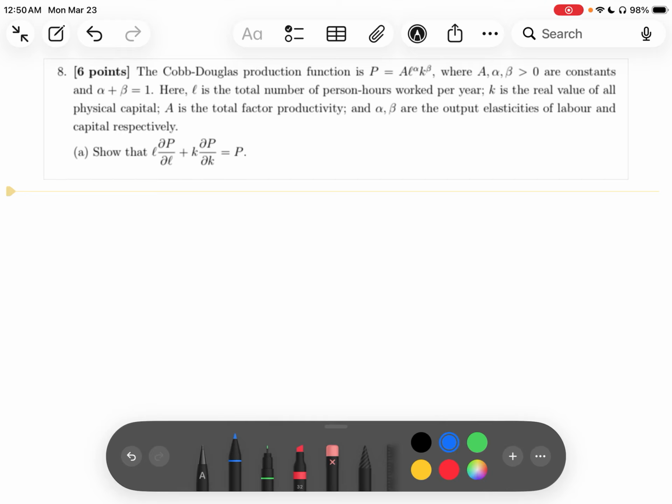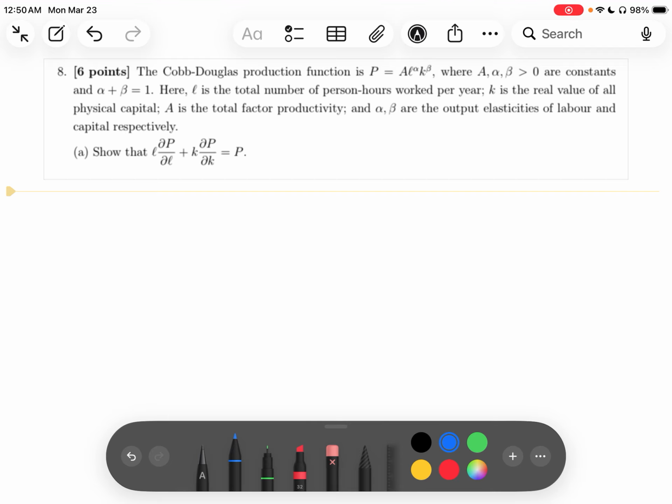The Cobb-Douglas production function is P equals A times L to the power of alpha times K to the power of beta, where A, alpha, and beta are greater than 0, they're constants, and alpha plus beta equals 1. Here, L is the total number of person hours worked per year. K is the real value of all physical capital. A is the total factor productivity, and alpha and beta are the output elasticities of labor and capital, respectively.